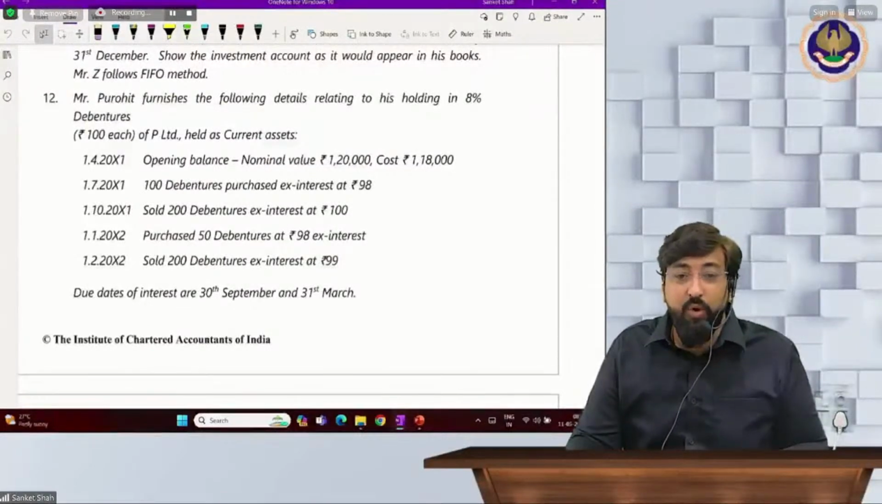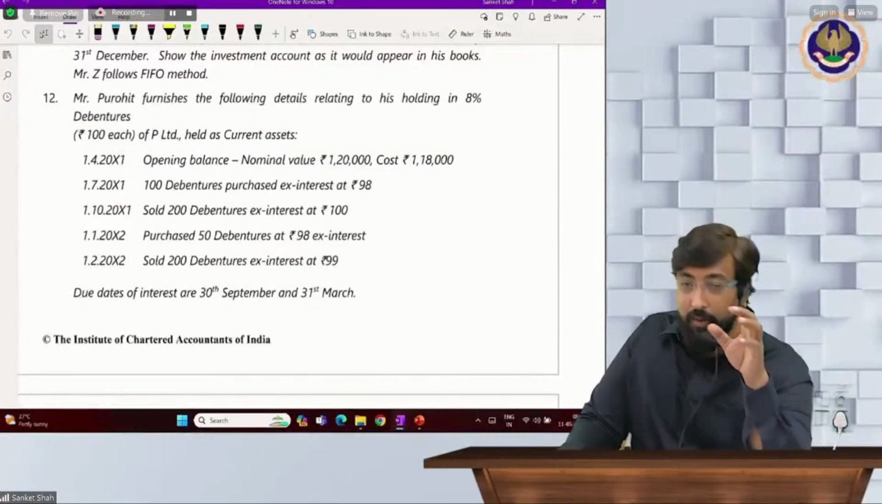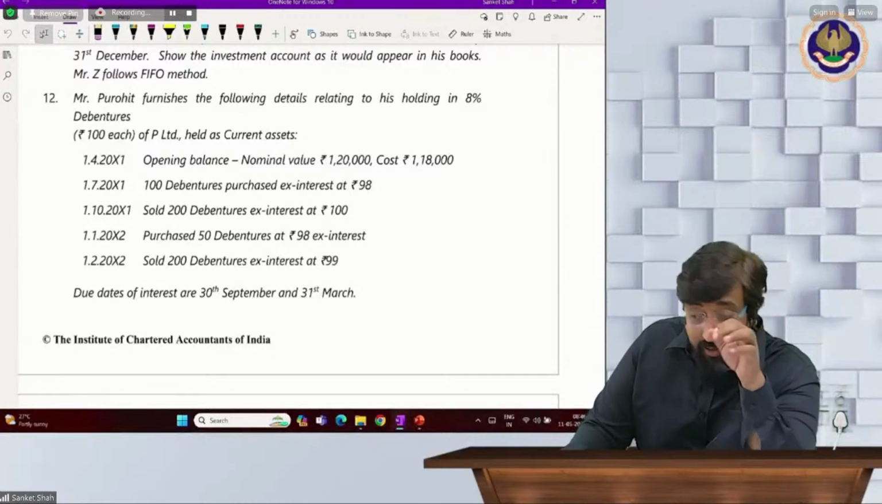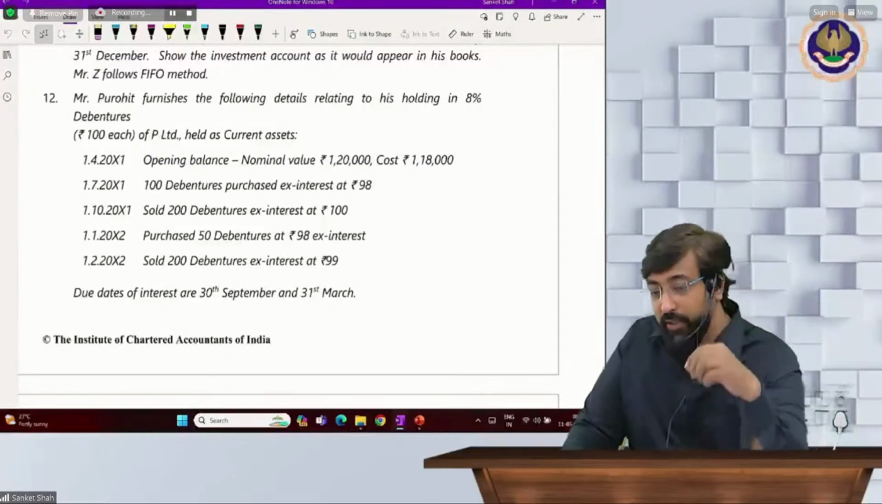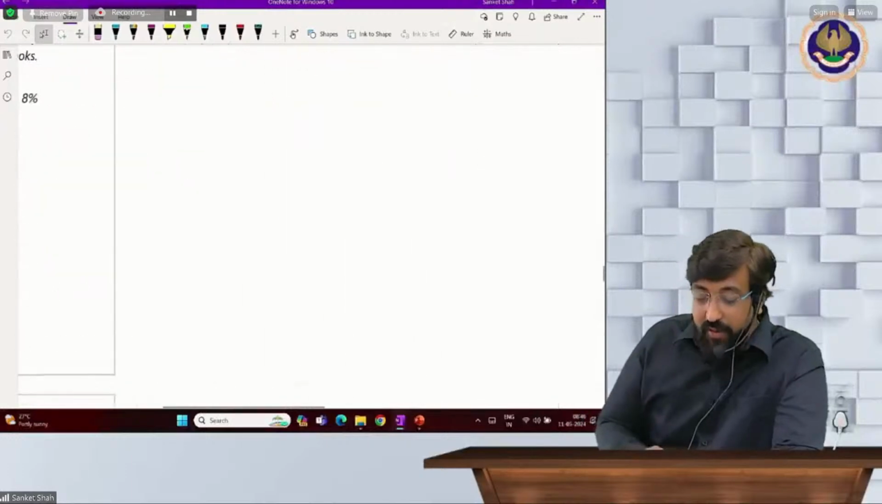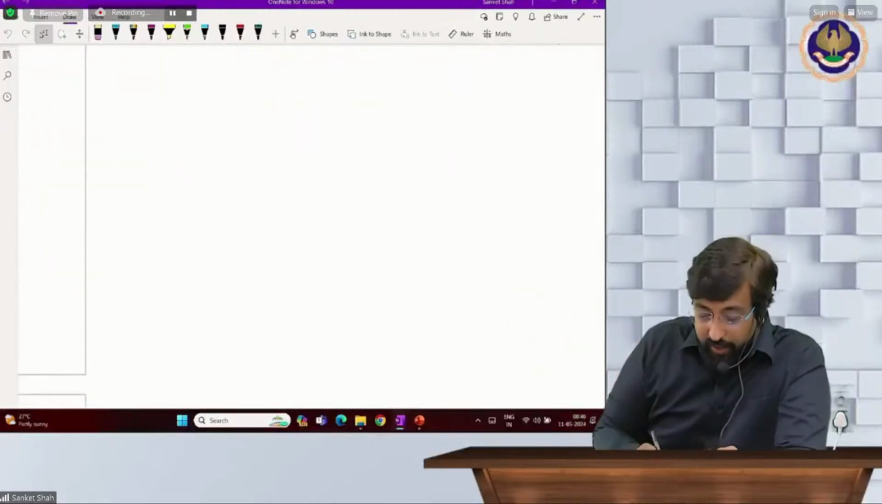See, what is the logic of accounting standard 13? If you haven't read the accounting standard 13 yet, I will explain it in a very simple way in layman language. Okay, what is accounting standard 13 talks about? Let's understand it.